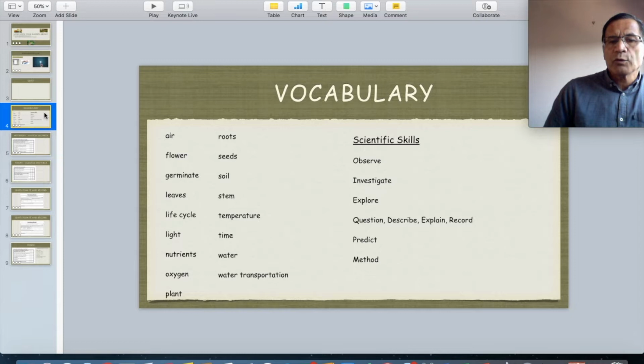Explore, question, describe, explain, record. So questioning is very important in science. Does a plant need light? Does a plant need water? And that helps you to build up an investigation. You always need a question that you want to answer in an investigation. And then of course we've got predict and method. We will discuss those further later in the session.